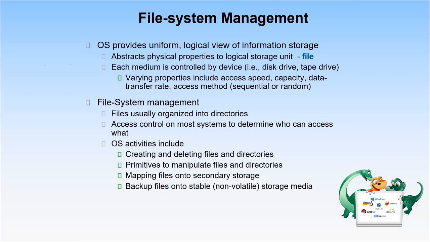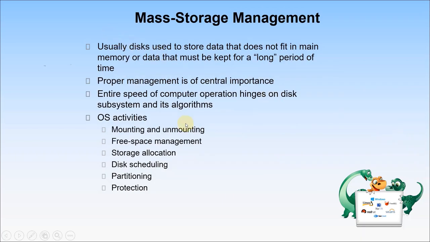Now, the operating system provides a uniform logical view of information storage. So it abstracts physical properties to a logical unit, that is, a file. Each medium is controlled by a device, such as disk drives, tape drives, etc. Varying properties include speed, capacity, transfer rate, and the access method. Would it be sequential, as on some storage devices like tape, or random access?